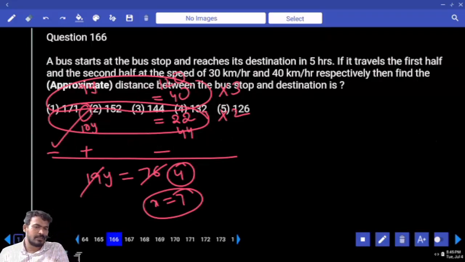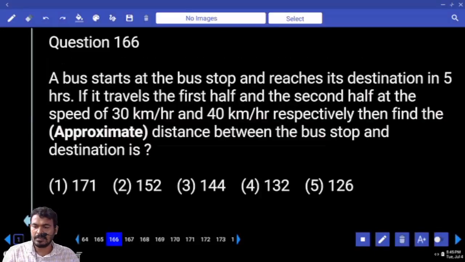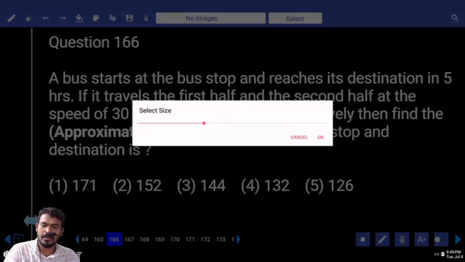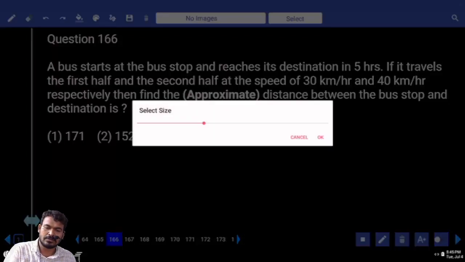Next, question number 166. A bus starts at the bus stop and reaches its destination in 5 hours. If it travels the first half and the second half at the speed of 30 km per hour and 40 km per hour respectively, find the approximate distance between the bus stop and the destination. Is half the distance covered, or the total distance?